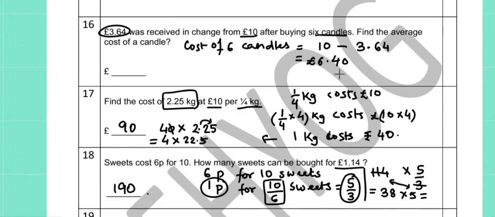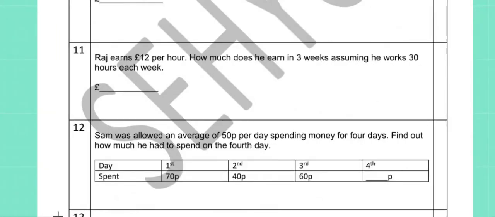6.40 pounds. So, which means the cost of one candle will be the average cost, and that is 6.40 divided by the number of candles, that is 6. We get the average cost, and it is 1.06, to 2 decimal places we will consider for currency.